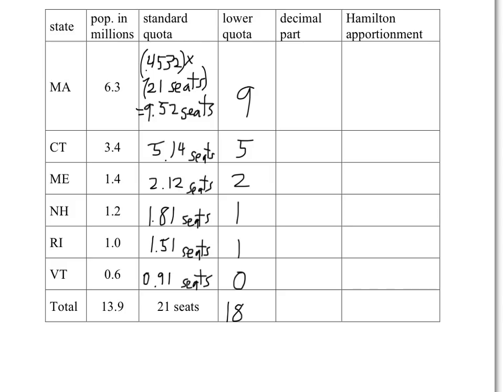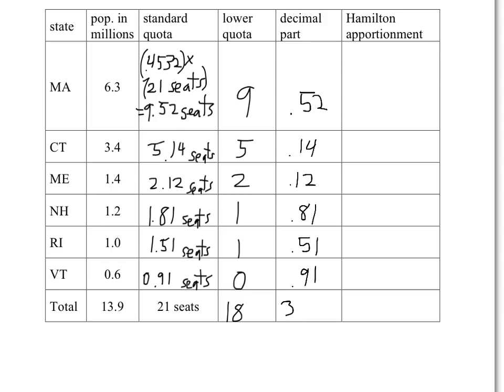Okay, we're going to actually need the 3 highest decimal parts because we have 3 surplus seats. Right, 21 seats total, 18 already accounted for. The difference is 3 surplus seats that still need to be given out. Okay. So for Massachusetts, we have a decimal part of 0.52. For Connecticut, 0.14. For Maine, 0.12. For New Hampshire, 0.81. For Rhode Island, 0.51. And for Vermont, 0.91. Okay, and apart from a little bit of round-off error, when you add those up, they do indeed add up to 3.